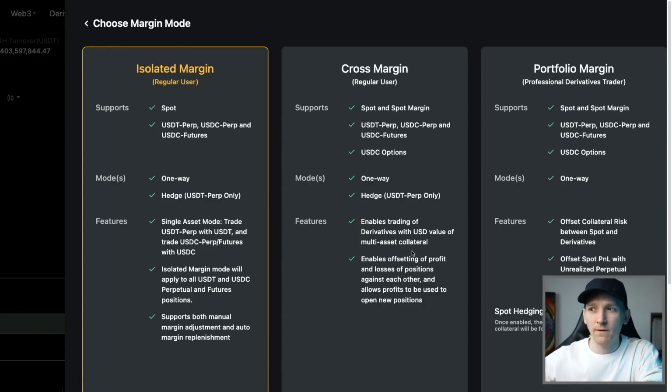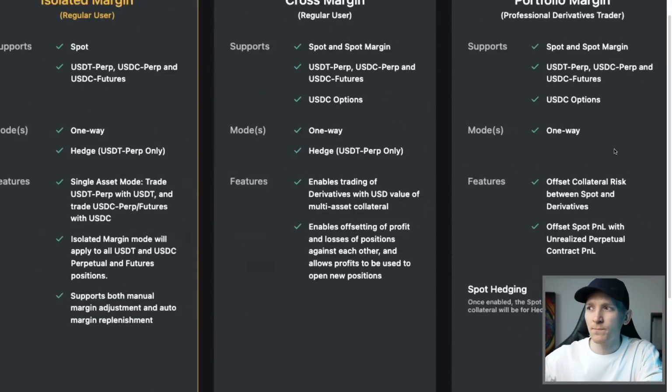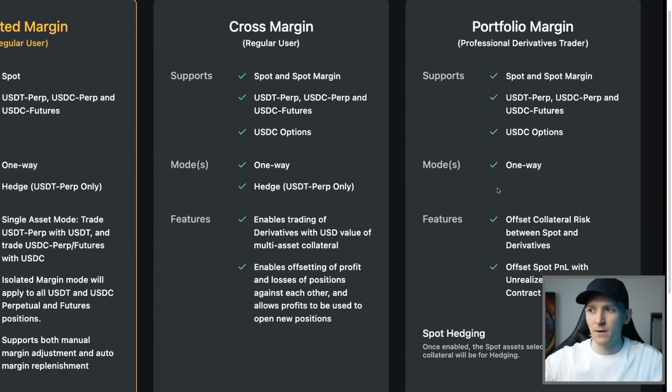So it's a little bit more advanced, but it enables you to do that. Now with portfolio margin, I would say this is definitely more for professionals who are managing lots of different positions. Maybe they've got big spot bags as well. So they have a lot of assets just in the spot account, and they have some options positions, and they are hedging lots of different trades.